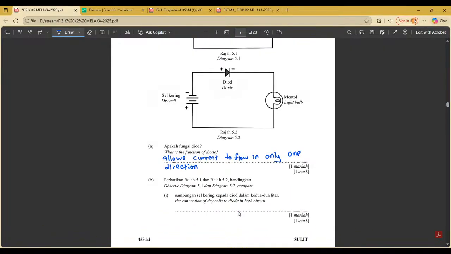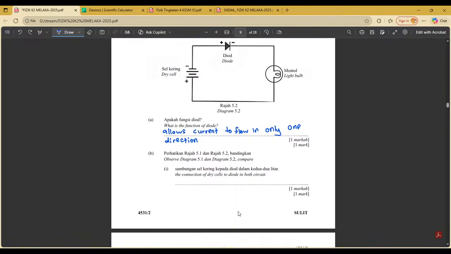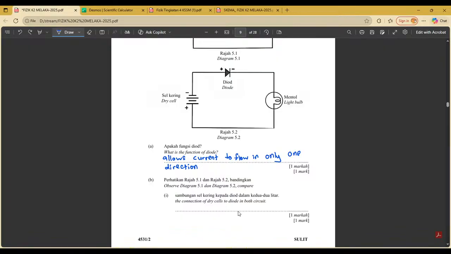Observe diagram 5.1 and diagram 5.2. Compare the connection of dry cells in both circuits. I don't remember the English term, so I'm going to write it later.